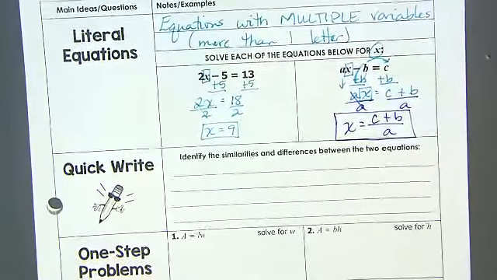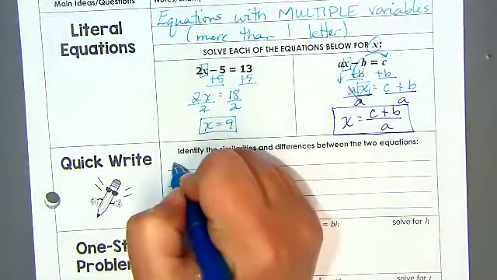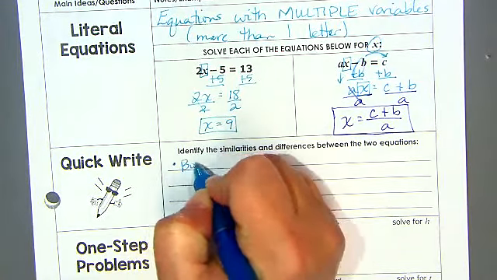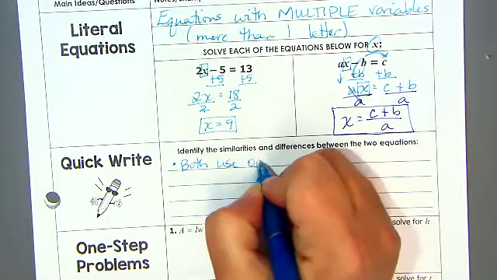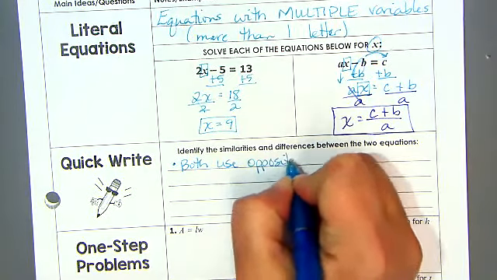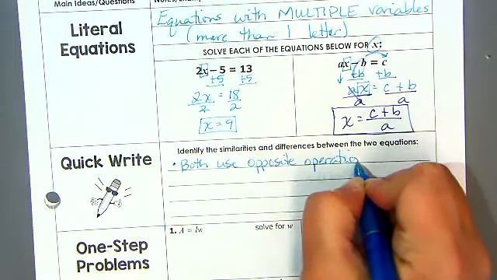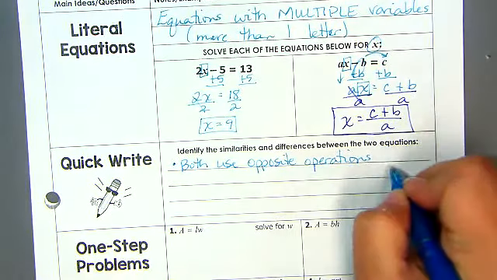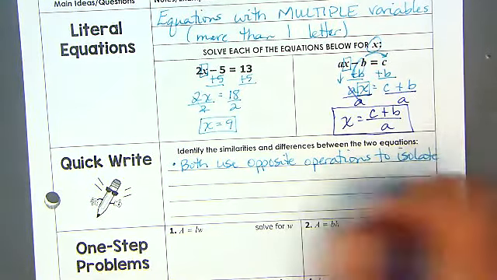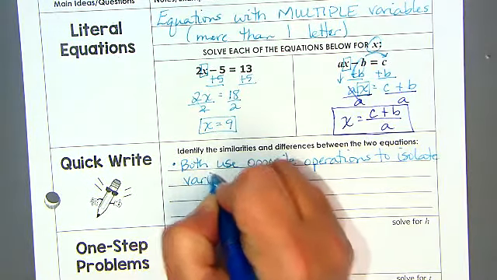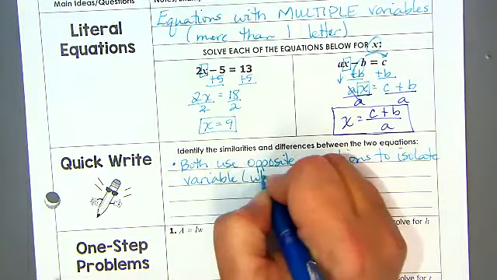So we're going to look at the similarities and differences between the two equations. Some things to note. Both use opposite operations to isolate the variable, or what you want.